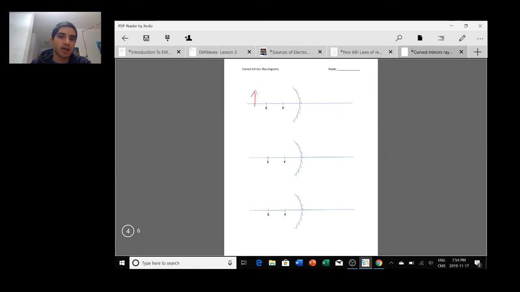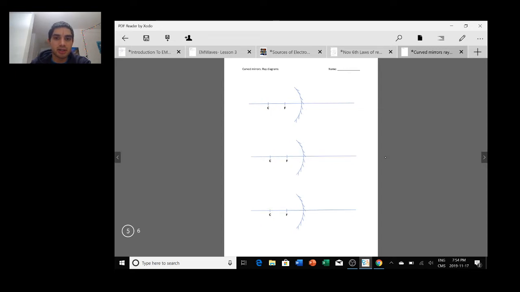So here the image will be diminished, in between C and F. At the center of curvature, you will have the same size image, also at the center of curvature. In between here you'll have a magnified image. At the focal point we know we have parallel rays of light, so no image is formed. And in between here we have a magnified virtual image. So this is the only virtual image formed by a concave mirror.